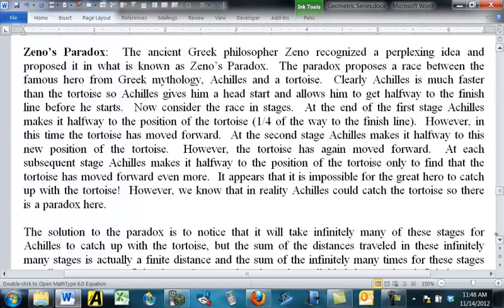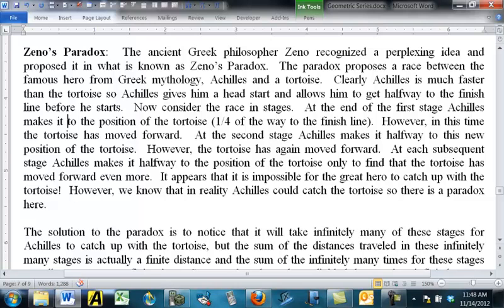Okay? Actually, let's say he makes it to the position of the tortoise, halfway to the finish line. However, in the time it takes him to go there, the tortoise is going to be moving at some slower speed, of course, but it's still going to move some. So the tortoise has moved forward. So Achilles is still behind.